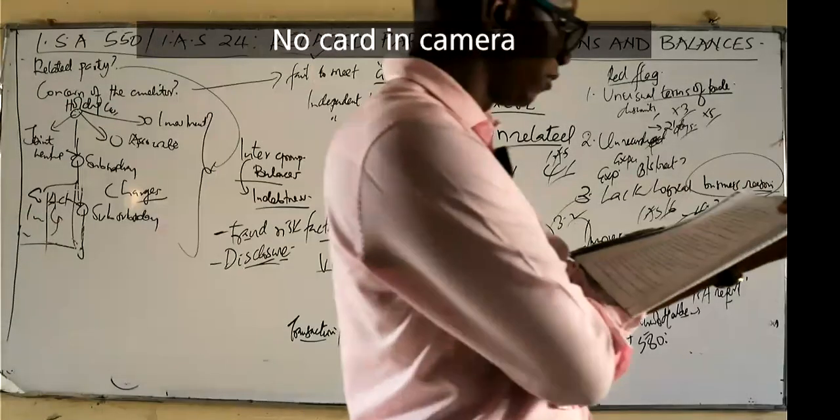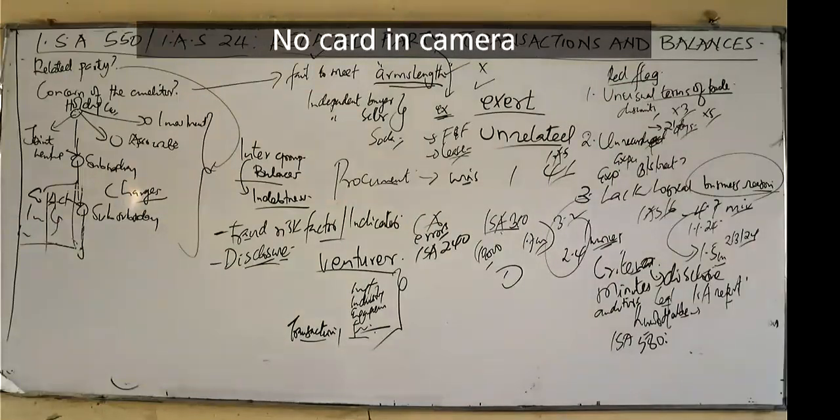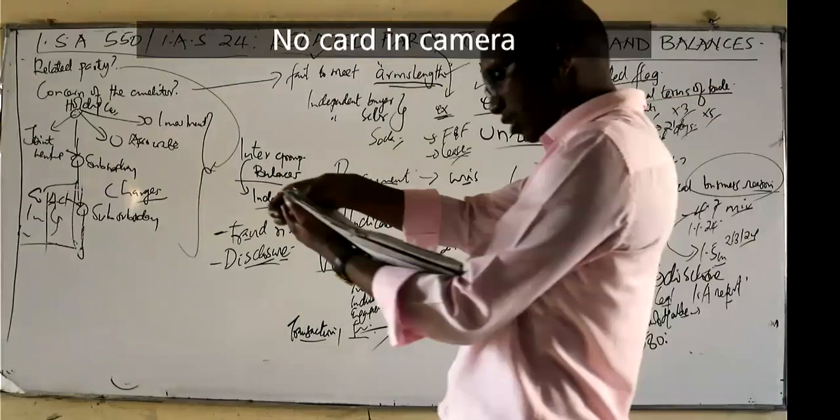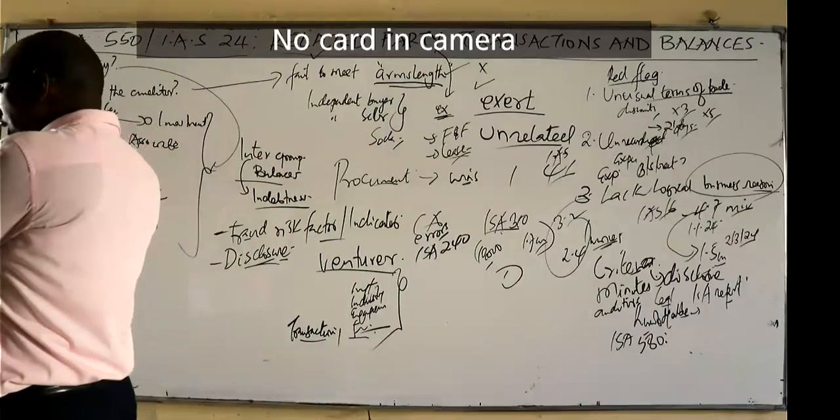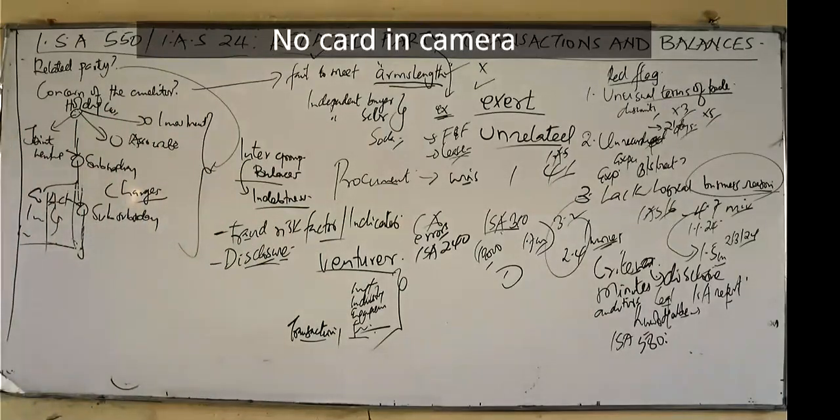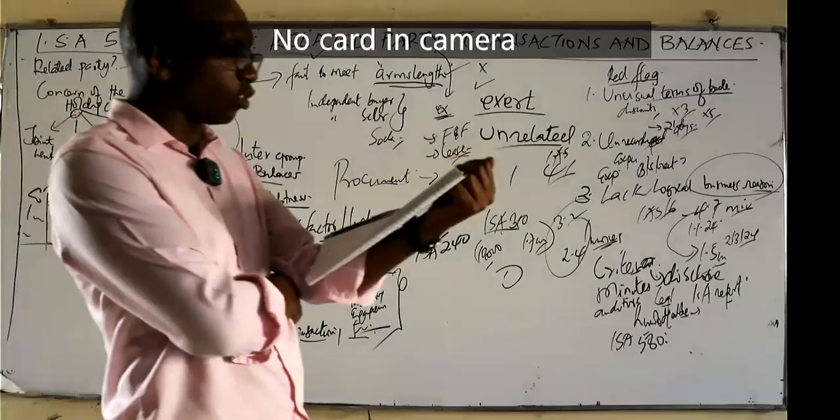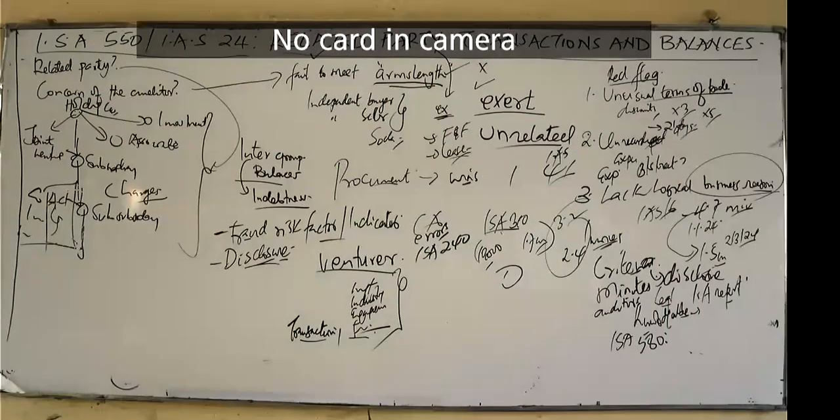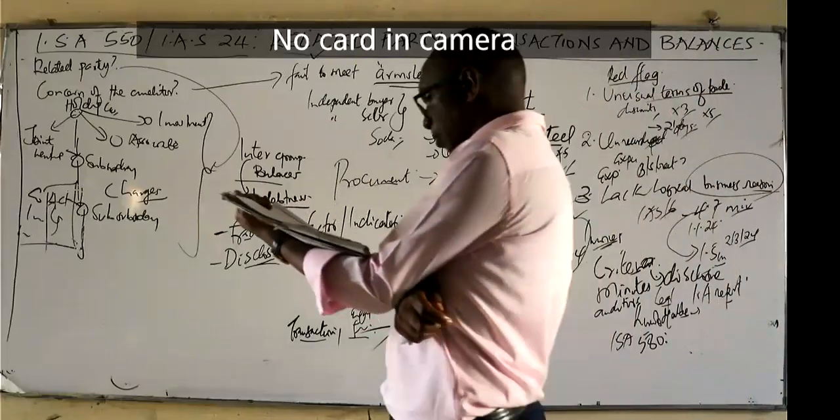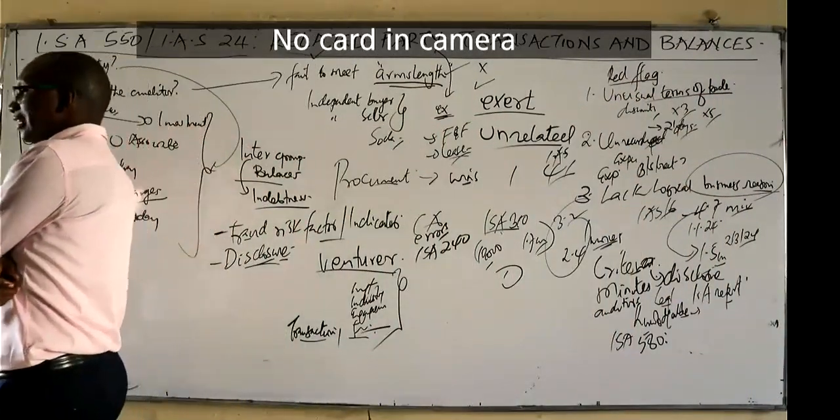All right, number 3. Inspect bank and legal confirmations obtained as part of audit procedures to confirm on related parties.